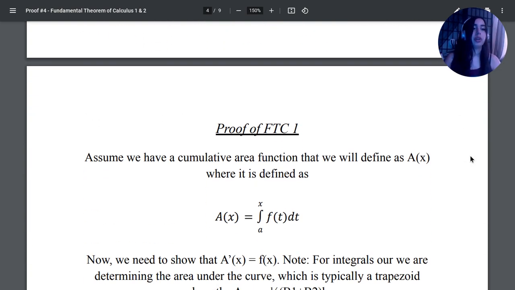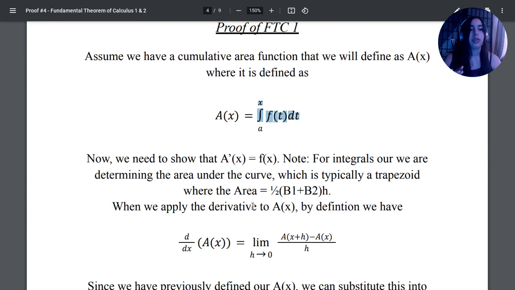Okay, so now we're going to be going into our proofs, and we're going to start with part 1, obviously, because we need part 1 in order to prove part 2. So let's just assume that we have a cumulative area function that we'll define as A of x, where it is defined as A of x is the integral from a to x of f of t dt. So the way that integrals work is we're trying to find the area underneath the curve, and this is the function that is going to give us our answer.